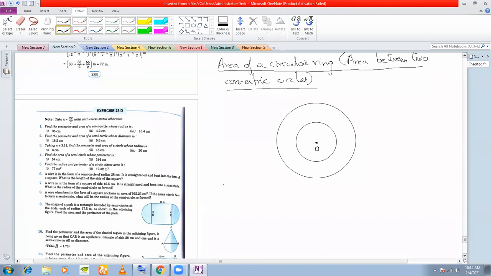Two concentric circles. You can have three concentric circles. You can have four concentric circles. You can have as many concentric circles. But we shall focus on two concentric circles, and this is something that is very, very important. Now we want to find the area of the circular ring. So which one is the circular ring? This part, the area between these two circles, is called the circular ring.